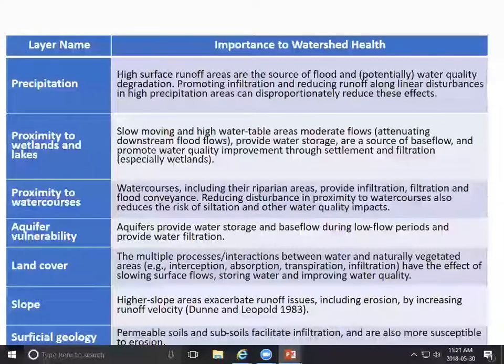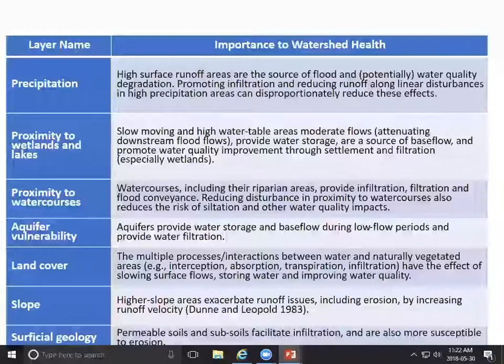Where more water is falling on the ground, there's more opportunity for flood, more opportunity for water quality issues, more opportunity for water storage. If there's no water falling on the ground, then those areas of the landscape are not going to be as important for providing water services. Proximity to wetlands and lakes is a key one, because of course the closer you are to those water features, the more impact there is potentially on flood and water quality.